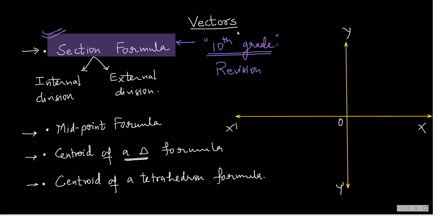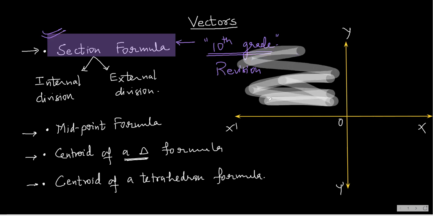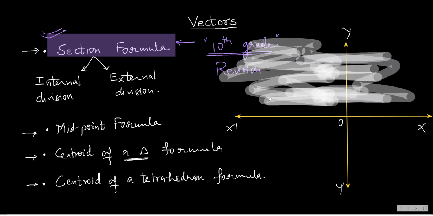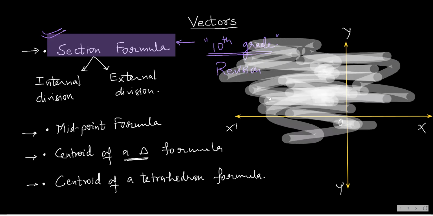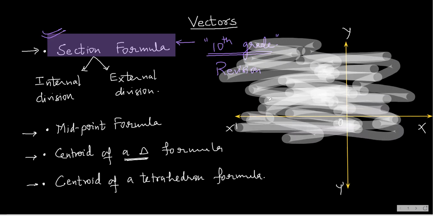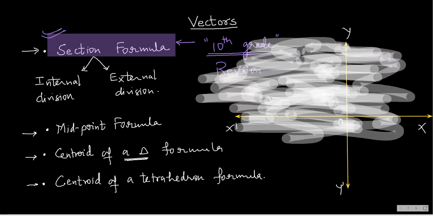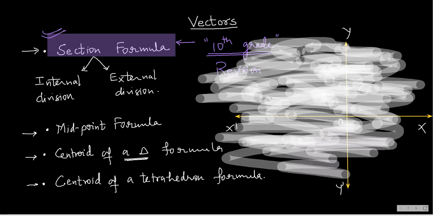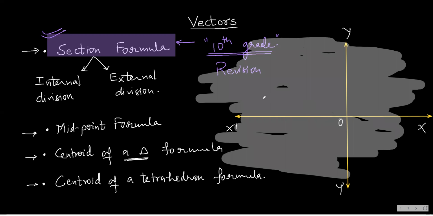This is the plane of paper, plane of board, plane of screen, plane of your mobile phone screen, whatever. This is a plane. It is the XY plane. You understand? This is a two-dimensional thing.